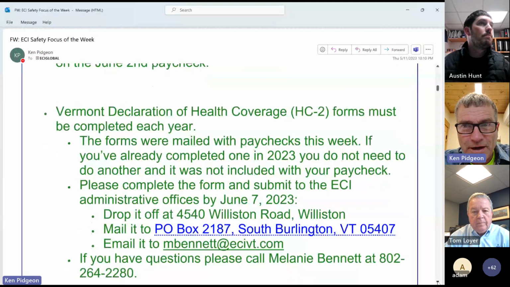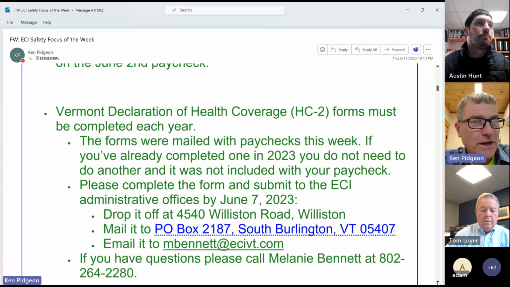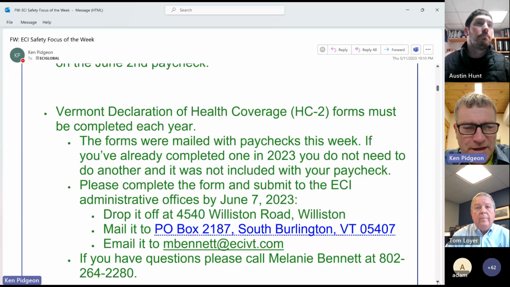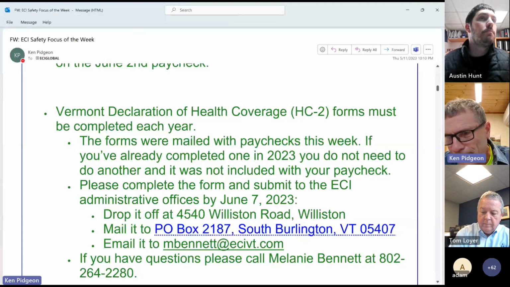Also related to healthcare, just as we do every year, each employee must fill out one of these healthcare declaration forms for the state of Vermont. They were mailed in the paychecks this week. So if you've already completed one in 2023, you don't need to do another, and it was not included in your paycheck mailing. So please complete the form and submit to the ECI administrative offices by June 7th. Drop it off direct, mail it in, or email it. If you have any questions, check with Melanie.